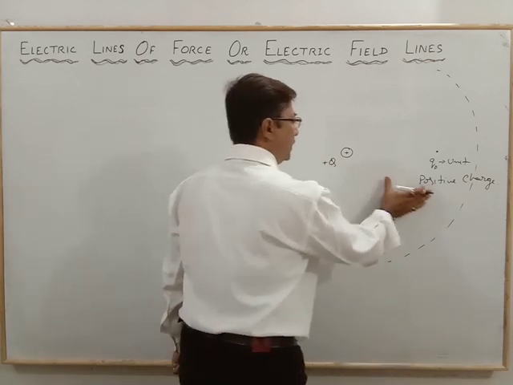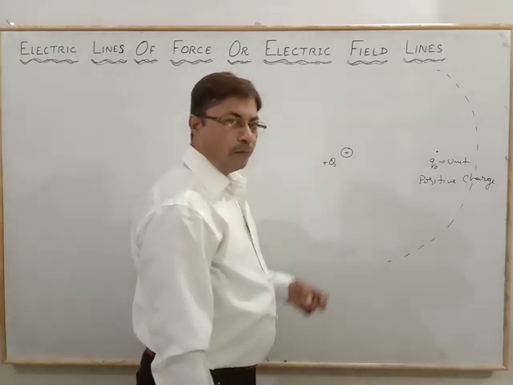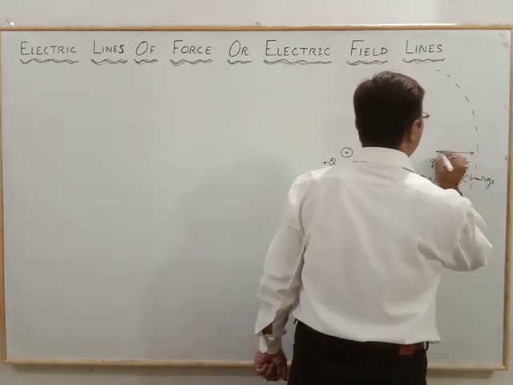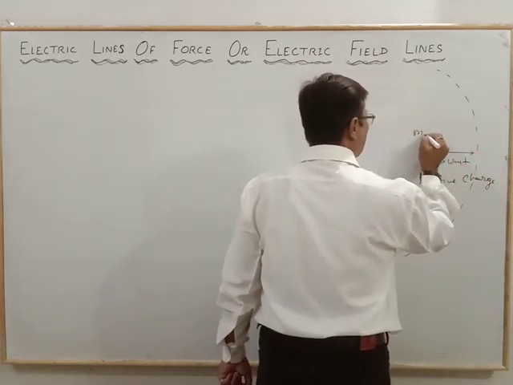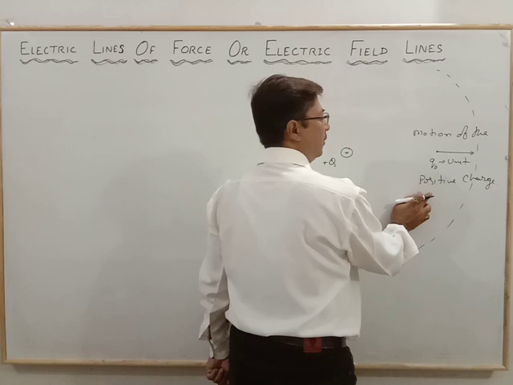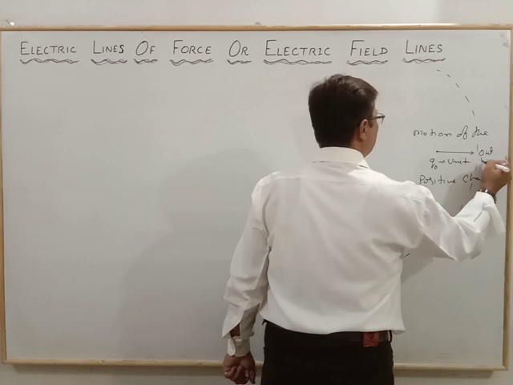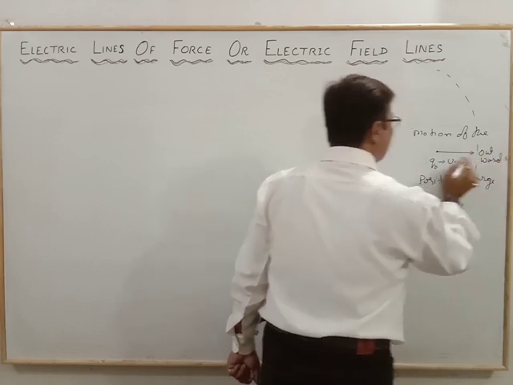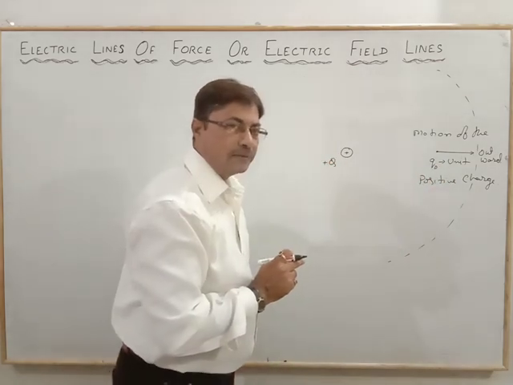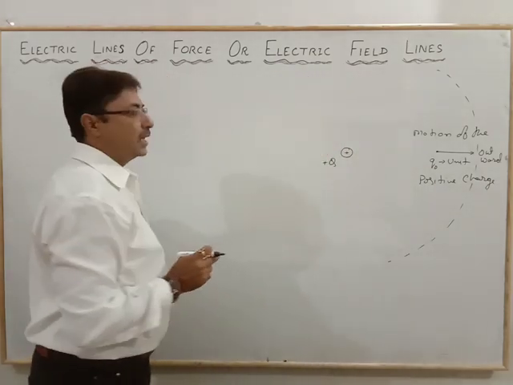What we observe here is that the unit positive charge will experience a force of repulsion and it starts moving outward. The motion of the unit positive test charge is outward. So the path followed by the unit positive charge will represent the electric field lines or the electric lines of force.